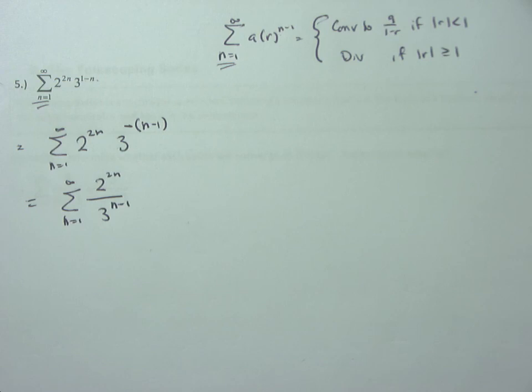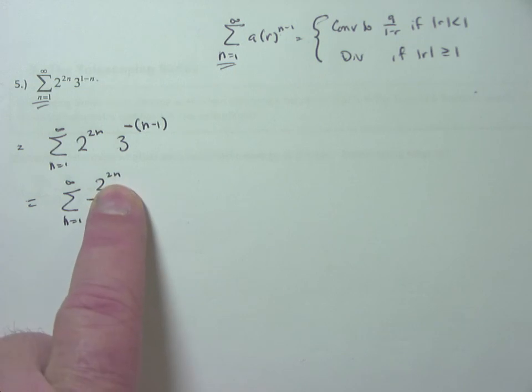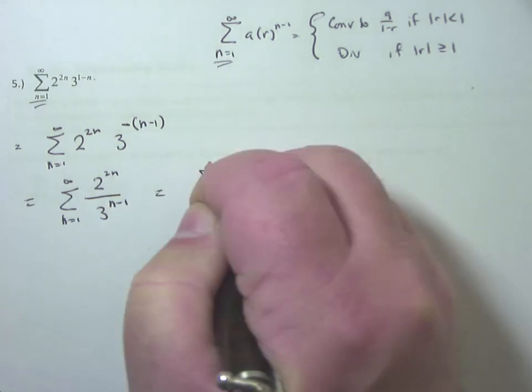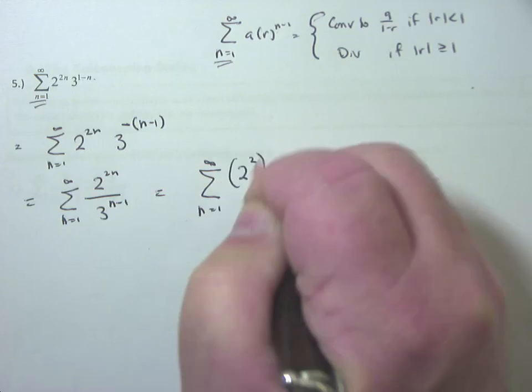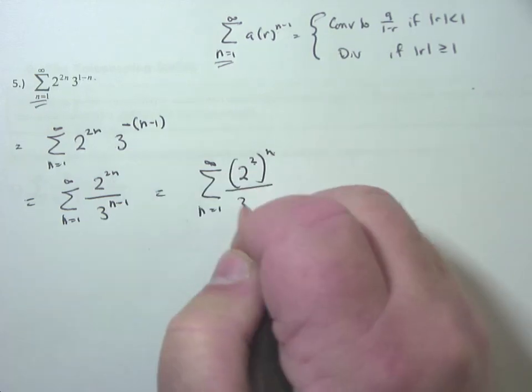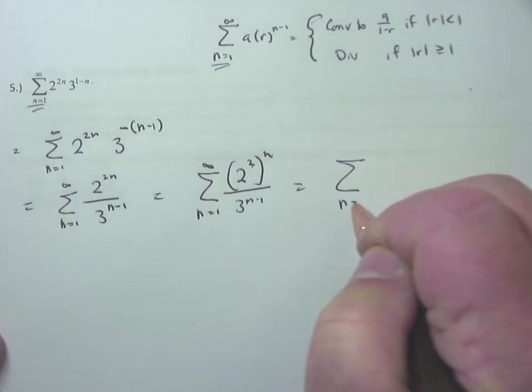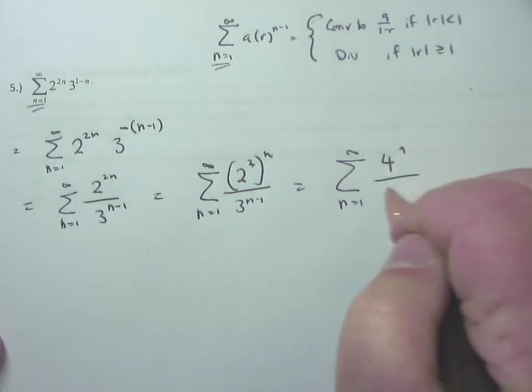Remember your exponential properties. We're going to beat them to death. When you have a power raised to another power, what do you do with the powers? Power to a power, multiply. But remember, you can work this stuff backwards. So if you're multiplying exponents, 2 to the 2n, you can break that back as a power to a power. So this is equal to the sum as n goes from 1 to infinity of 2 squared to the n over 3 to the n minus 1. Now, what exactly is 2 squared? It's just a number. It's 4. So this is the sum as n goes from 1 to infinity of 4 to the n over 3 to the n minus 1.